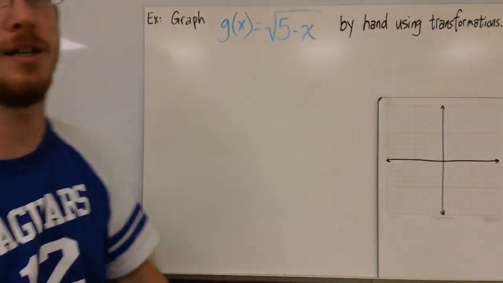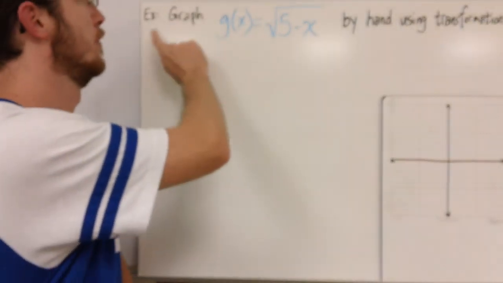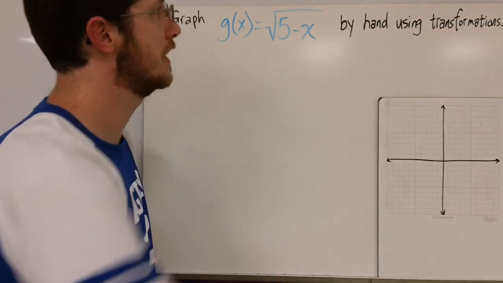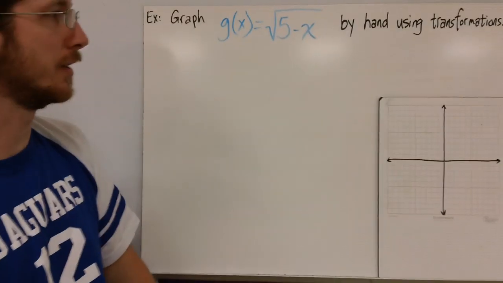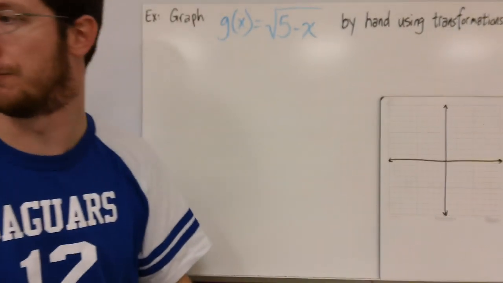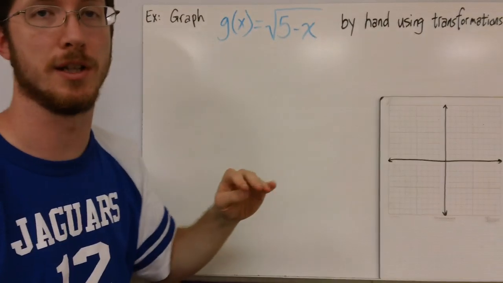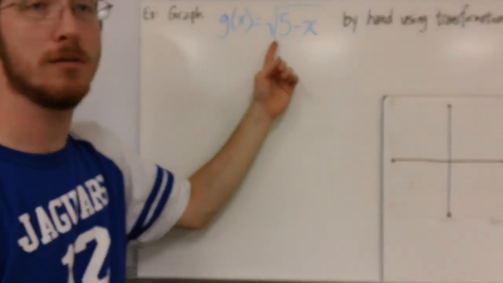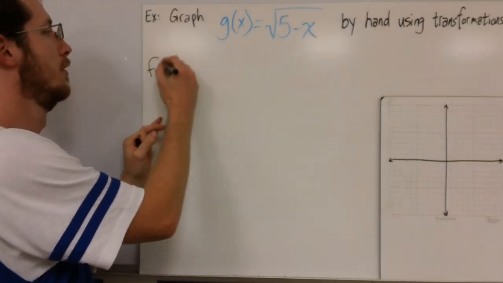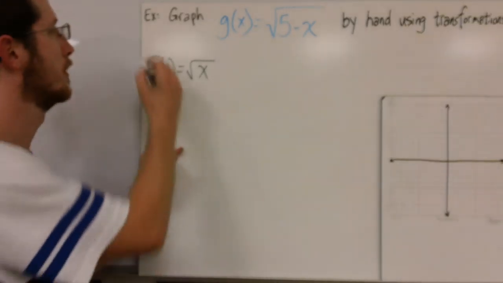Okay, so real quick, let's look at another example of a different function besides quadratic. If we're asked to graph g of x equals square root of 5 minus x by hand using transformations, we're going to do this one step at a time. Let's start off by identifying what our parent function is. I see my radical, my variables underneath it, so I know that my parent function is our square root function.